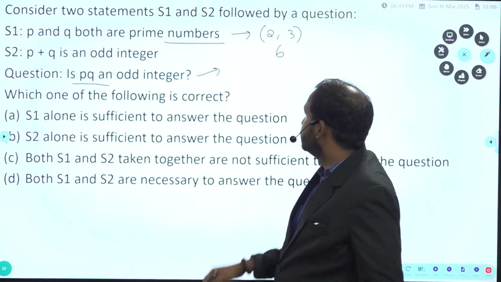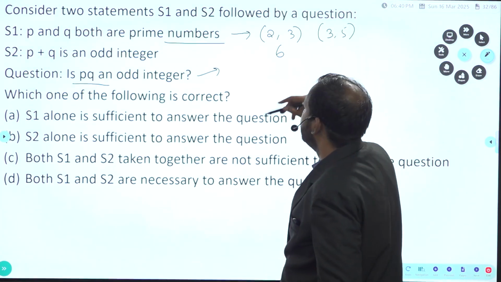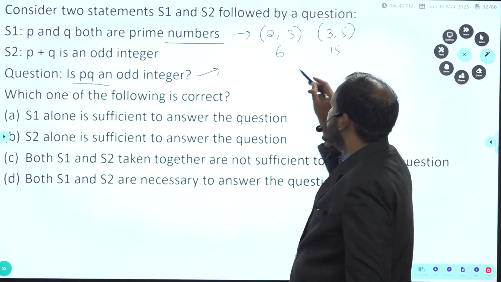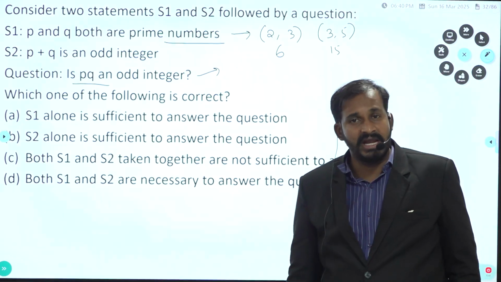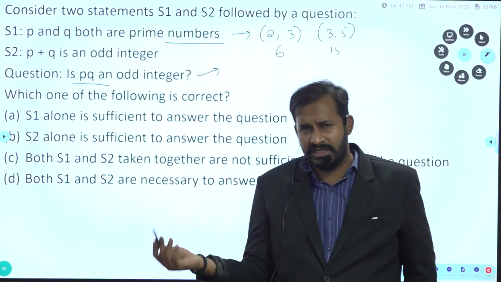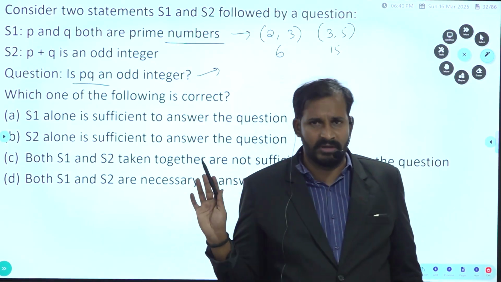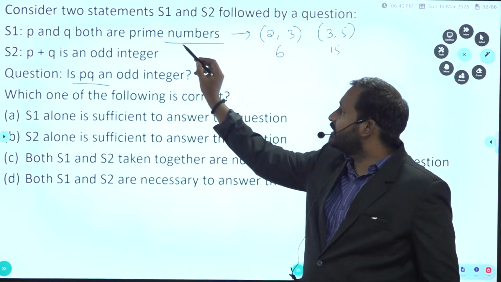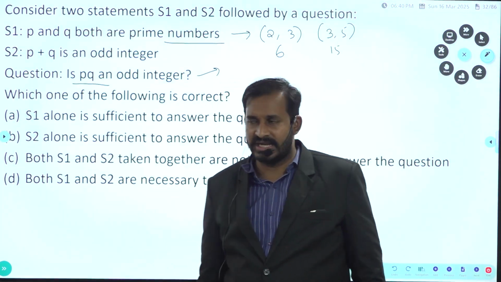For example, if I take 2 numbers as 3 and 5, what is the product? I will get PQ value as 15. In one case I am getting an odd number and in one case I am getting an even number. Can I tell exactly that it is always even or always odd? No, right? It can be even or odd. So by using the first statement alone, I was not able to tell exactly what the answer is.